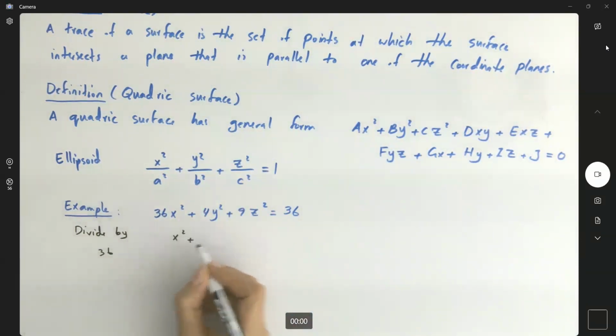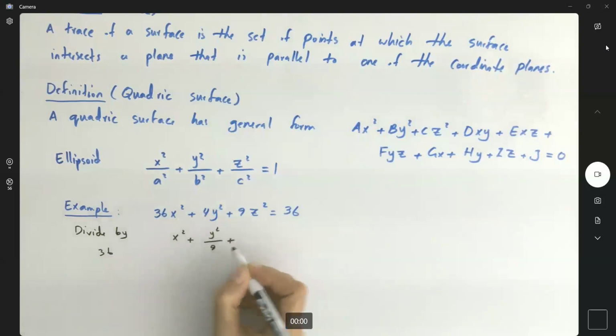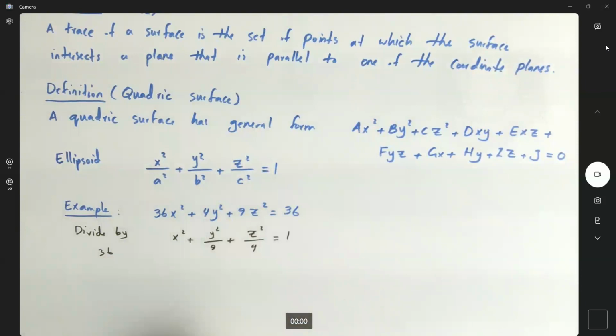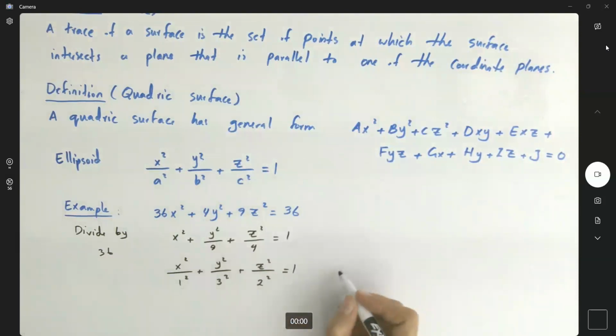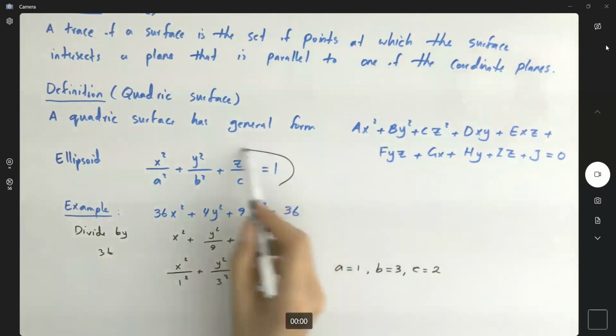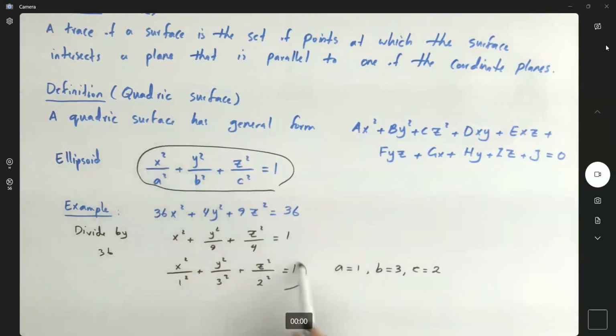You get x squared plus y squared over 9 plus z squared over 4 equals 1. As you can see, you have x squared over 1 squared plus y squared over 3 squared plus z squared over 2 squared equals 1. A is 1, B is 3, and C is equal to 2. This is the equation of an ellipsoid, as an example here for you.